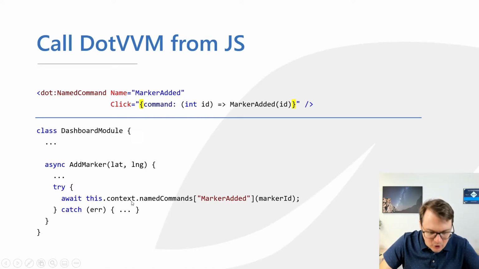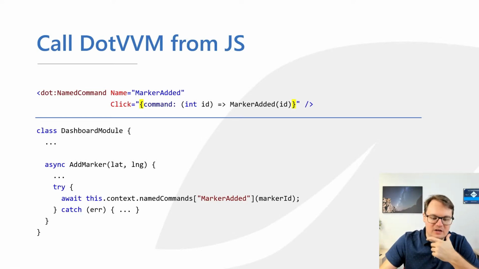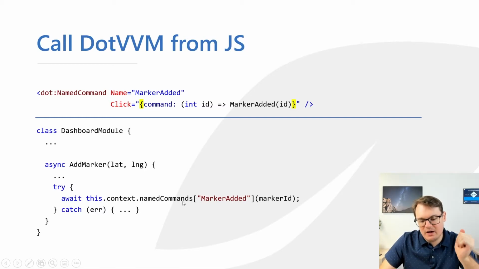You can use the context object that was passed to the module. There is the named commands collection or named commands object, which contains any functions that you will expose like this. So I'm using the named command control in .vvm. You need to specify the name and you need to specify the command. So here you will specify, okay, it's a command, I will be calling a function on the server, and you can pass parameters. That's because we support lambdas in command bindings, you can pass parameters to these commands.